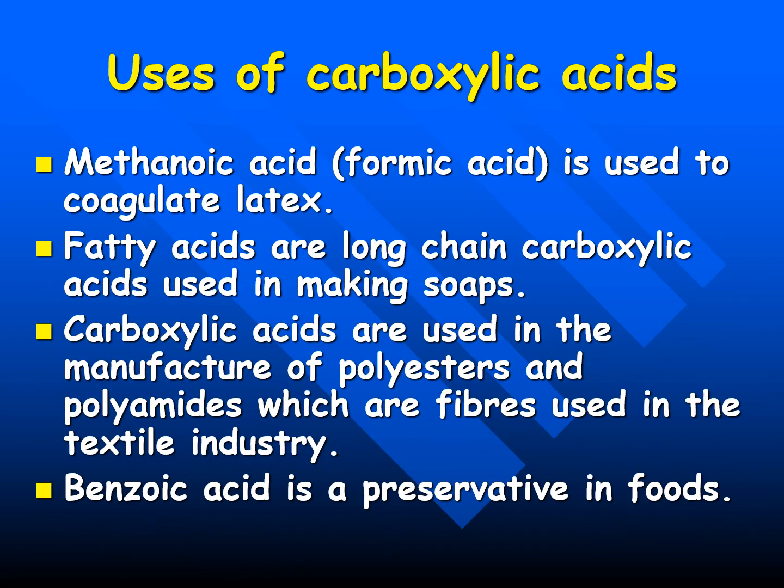Ethanoic acid, formic acid juga adalah salah satu daripada carboxylic acid. Is used to coagulate latex. Okay, kita belajar juga coagulation of latex kemudian. Fatty acid, daripada nama pun, ni asid gemuk ni. Long chain carboxylic acid used in making soaps. Ini kita dah buat masa form 4. Fatty acid dalam minyak kelapa sawit. Okay. Carboxylic acid are used in the manufacture of polyester, artificial cloth, polyamides, which are fibers used in textile industry. Benzoic acid as a preservative in food. Benzoic acid dalam daging yang menyebabkan daging warna merah.